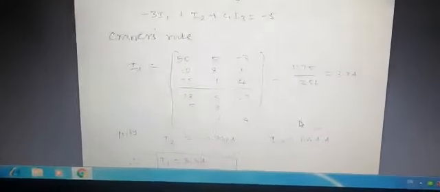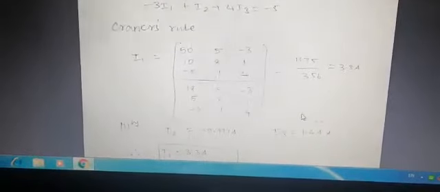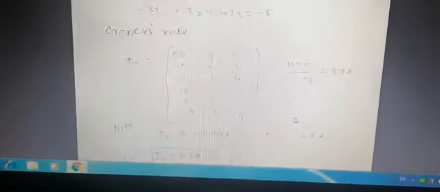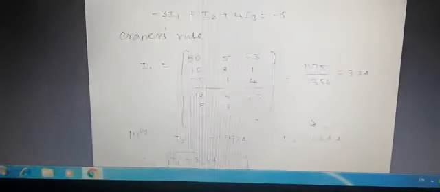Same thing for I2: del I2 divided by del, and I3 is del I3 divided by del. Then you get I1, I2 and I3. You can verify them by substituting into the equations, for example 18 I1 plus 5 I2 minus 3 I3, which should give 50. You can substitute into the other two equations also, and based on this you can verify the answer. Thank you.